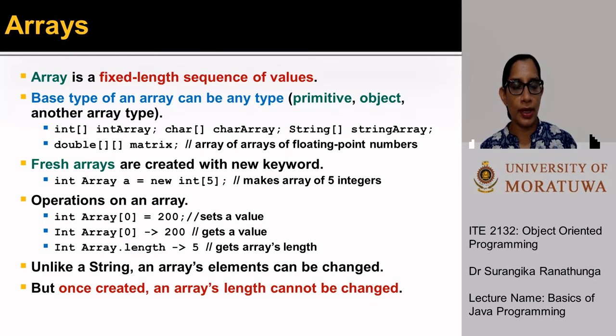There are many differences between an array and a string. One notable difference is that while a string is immutable, arrays are mutable. That means the elements in the array can be changed. As you can see here, using this first statement, we can set the value of a particular position in the array. However, once created, the length of the array cannot be changed, but you can change the elements included in the array in any way you want.